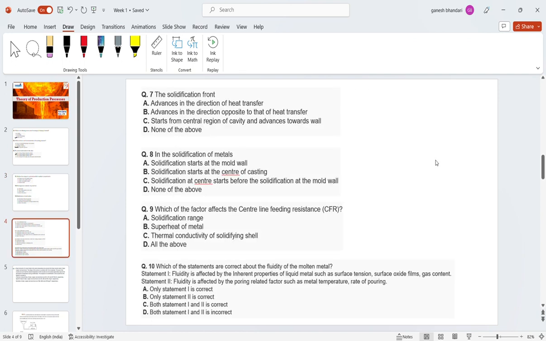Now, if we move to the seventh question, the solidification front. The solidification front advances in direction of heat transfer, A. B, it advances in direction opposite to that of the heat transfer. C, starts from central region of cavity and advances towards wall. Or D, none of the above. So, are you able to imagine this? Like what it is asking?